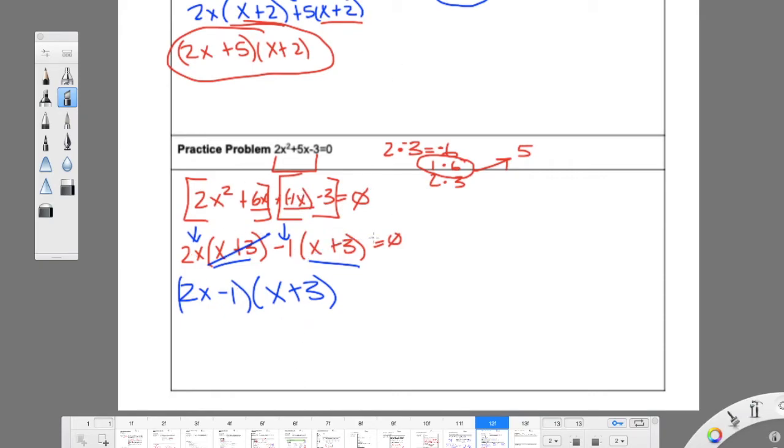So I'm going to uncross those out. So this still equals 0. So I have 2x minus 1 equals 0. X plus 3 equals 0. We're going to go through and solve.